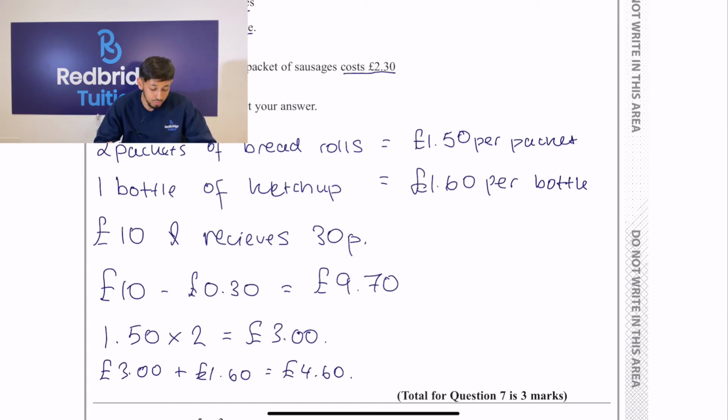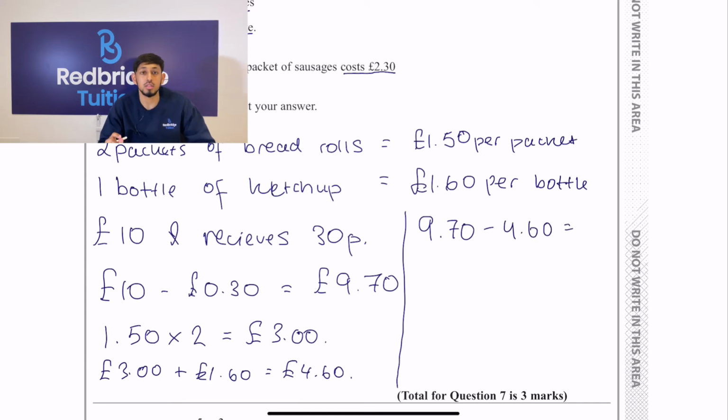Okay? Now, the next part of the question, what I'm going to do is subtract the value of the bread rolls and the ketchup from the total value of the ingredients. So we have £9.70 take away £4.60. The reason I've done this is to work out the total cost of the sausages. So that value can be worked out by using the column method. So we'll have £9.70 take away £4.60.